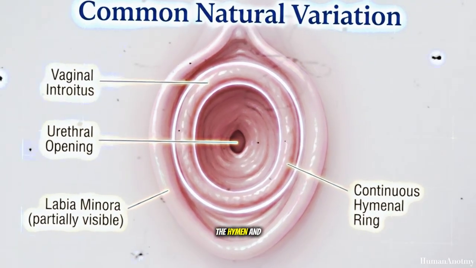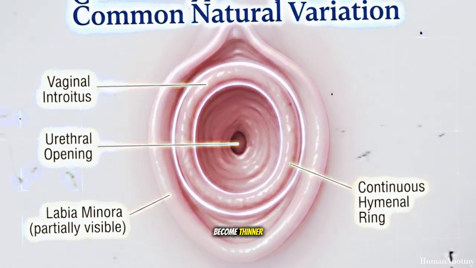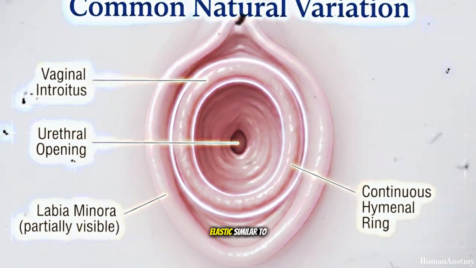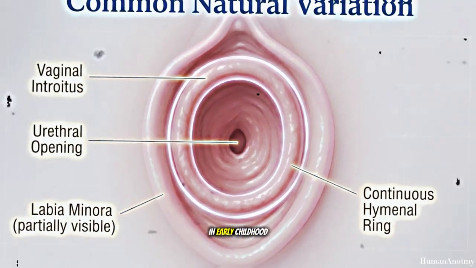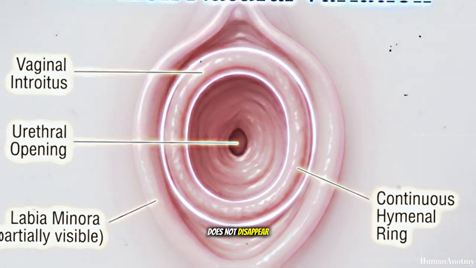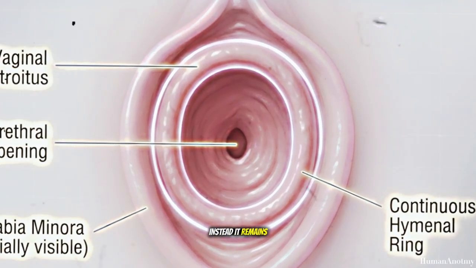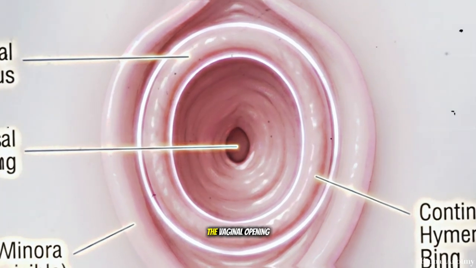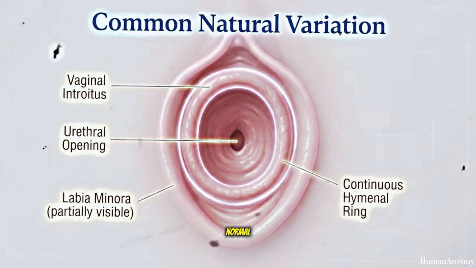As a result, the hymen and surrounding tissues may become thinner, drier, and less elastic, similar to what is observed in early childhood. Even in adulthood, the hymen often does not disappear completely. Instead, it remains as small folds of tissue around the vaginal opening, which is entirely normal.